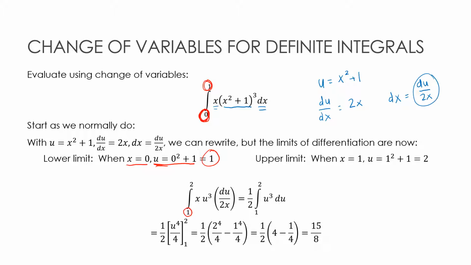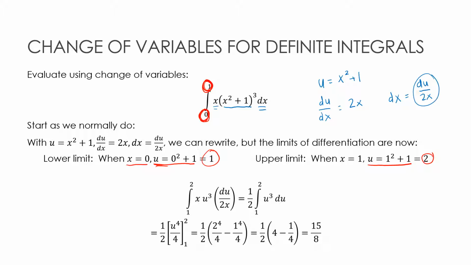So because I'm rewriting everything with respect to u, it makes sense that I would change that limit. Then, because my former upper limit was 1, I'm just going to take 1 and plug it in for my u function and find that my upper limit is 2. So that's why I'm integrating from 1 to 2. I didn't just arbitrarily pick those numbers 1 and 2.